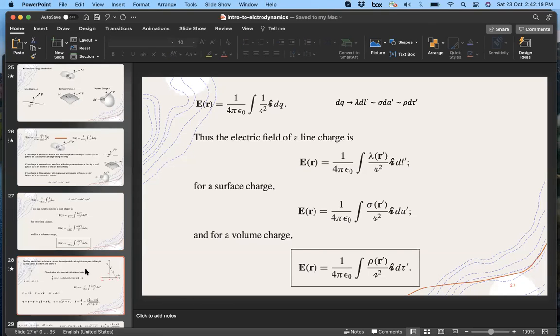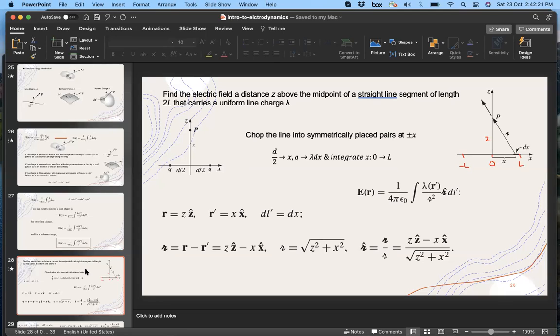Okay, and then we used one application of this formula, where we wanted to find the electric field if the charge is distributed as a line charge with a length, suppose, of 2L. As we did for the discrete charge q at distance d apart, here we take a line charge and want to find the electric field in the middle of it, at a distance z.